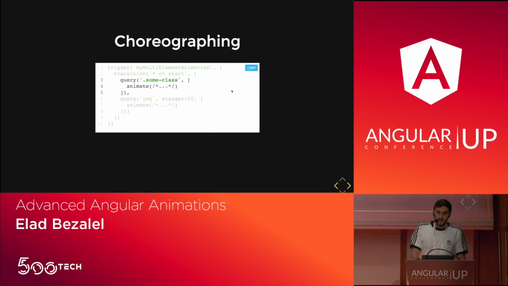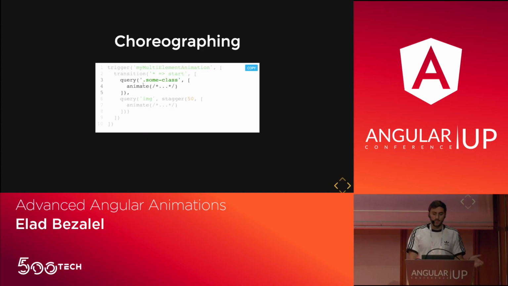So we have choreographing, which is something that we've talked about earlier, that in CSS is really hard. In JavaScript it's cool. Let's see how we do it in Angular. Let's say I have this trigger, my multi-element animation, and then internally I can just query for some elements and animate them. And I can even stagger them. Stagger means that I'm applying the animation in a time sequence. That means I will apply the animation one after another with some delay.